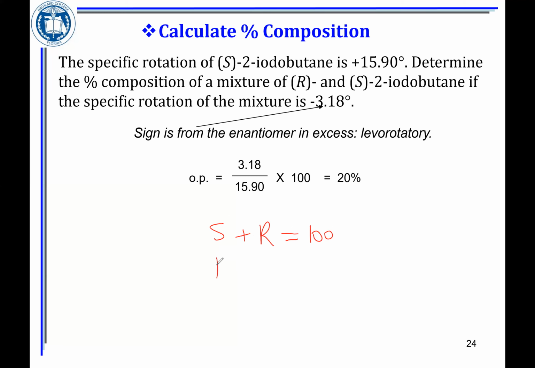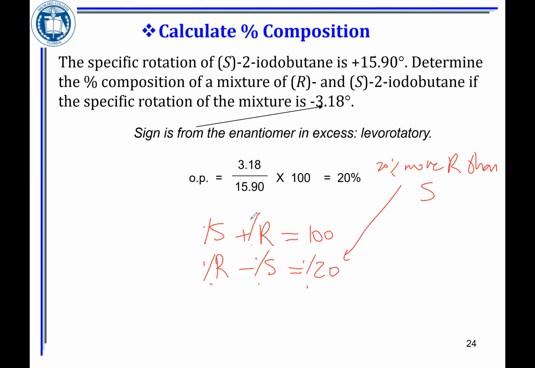And then R minus S is going to be 20, right? Because we have 20% more R than S. If you write it, it makes sense. More R than S, so what does it mean? It means R minus S is 20, or percent R minus percent S is 20%. Percent S plus percent R is 100%. And now you have equations and you can solve them.